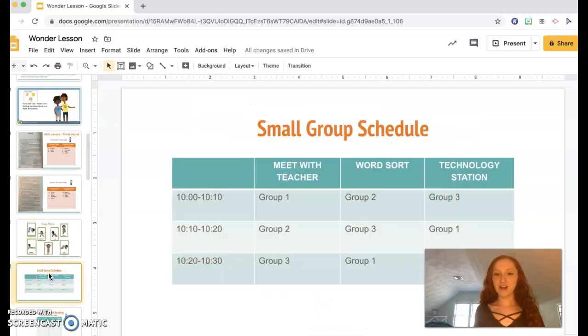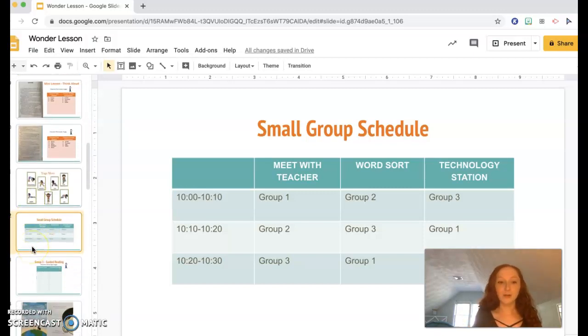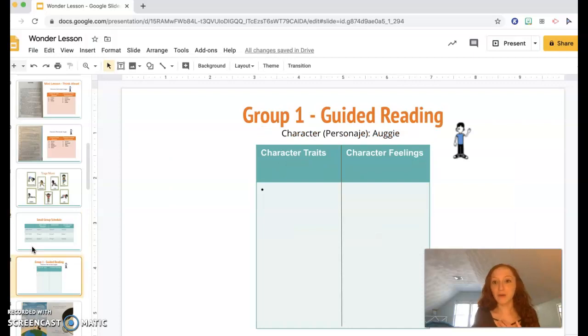Okay, and moving on. This is our small group schedule. So let's look at this. We'll have 10 minutes in each section. We'll meet with the teacher, then students will move into a word sort in their groups, and then to the technology station. While we meet with teacher, that will take the form of guided reading.